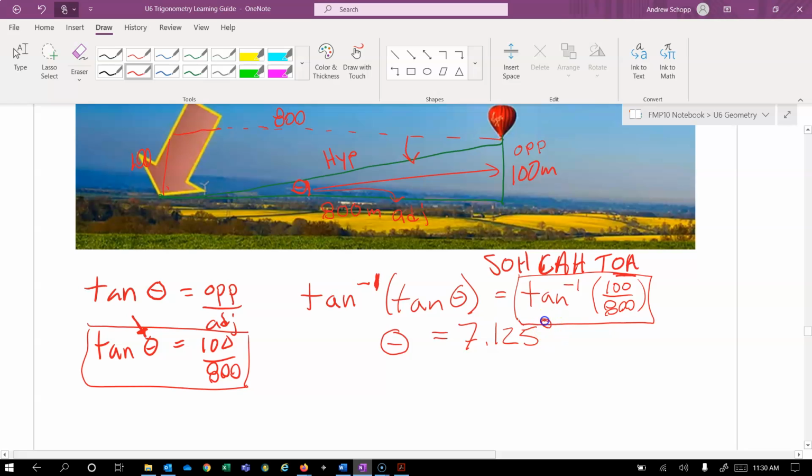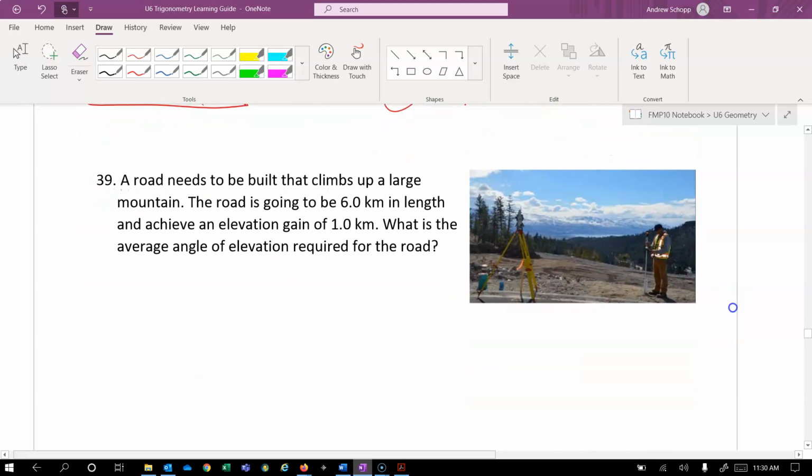Okay, now that's the degrees, or the measure of the angle in degrees. And if we round it to the nearest degree, we end up with 7 degrees. Really important, if you get a wonky number, check that you're putting brackets around that 100 over 800 in your calculator, and check that your calculator is in degree mode. Okay, let's try it a few more times to make sure we're on the right track.